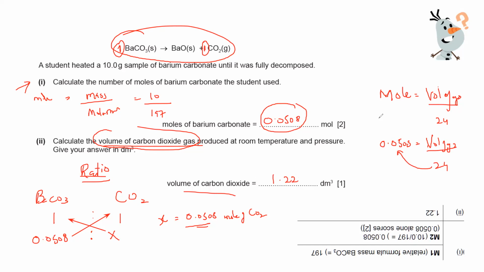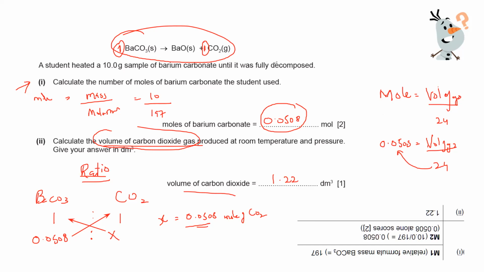Is it clear? The volume of carbon dioxide. So we have the moles now. We multiplied by 24 to get the volume. Yeah, the ratio always gives us that.